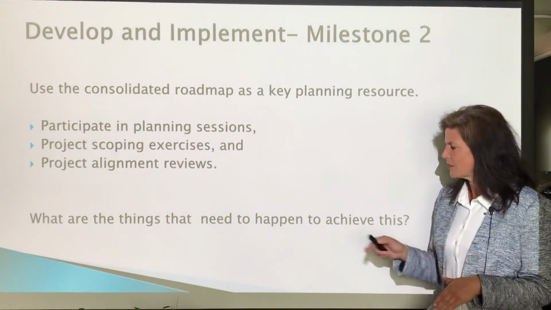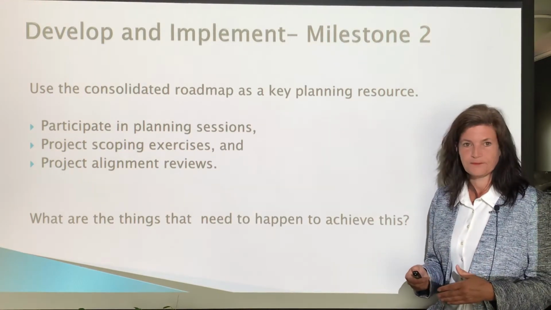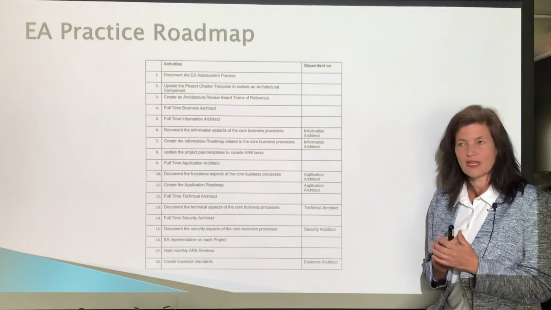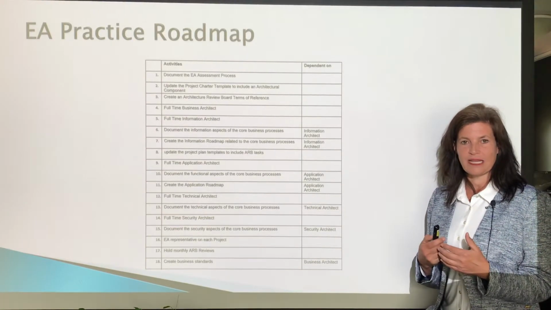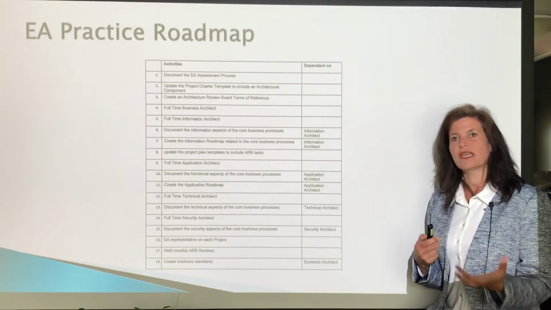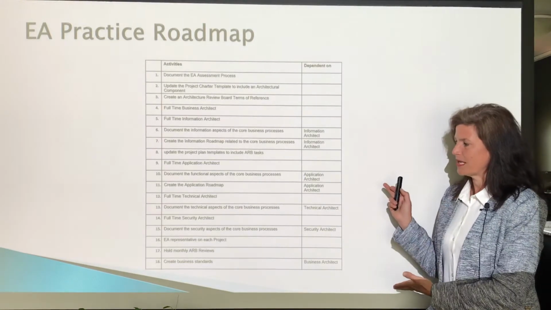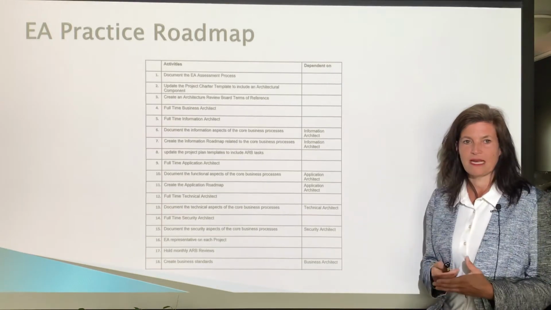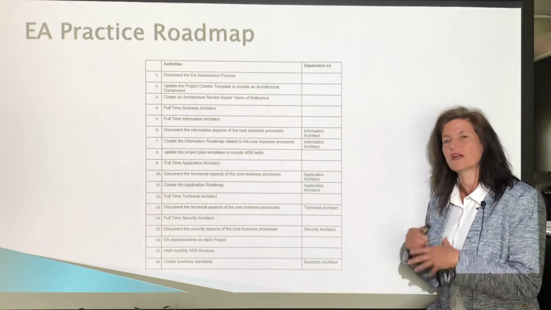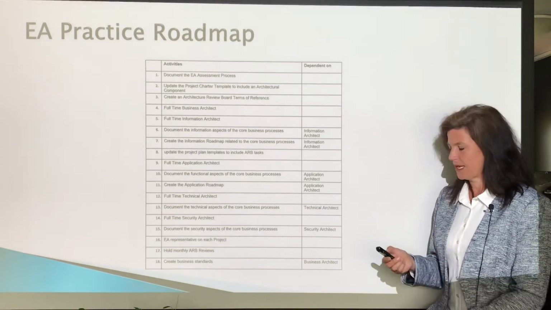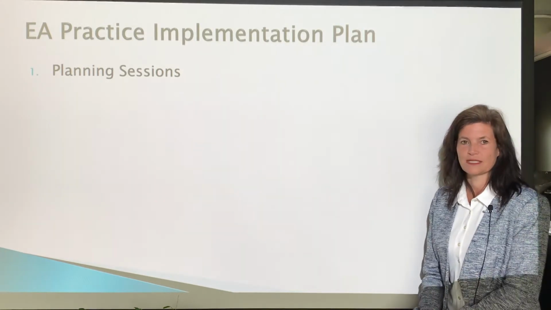So what are the things that we need to have happen to achieve all of this? Starting with that EA practice roadmap again, we just finished creating the consolidated roadmap, so now we can remove all of those items. And now we're left with this. These are our remaining items. So our first step is to go back to it and start to create that implementation plan. So our first step is the planning sessions.